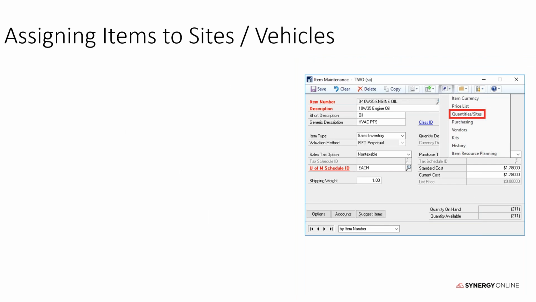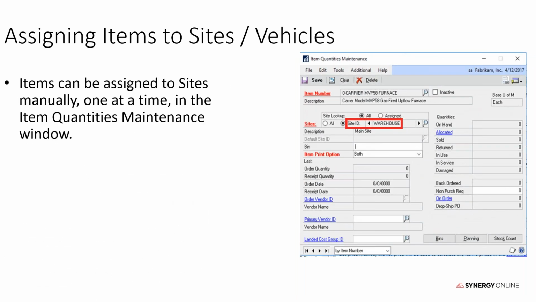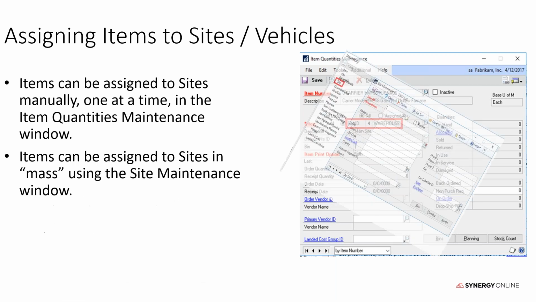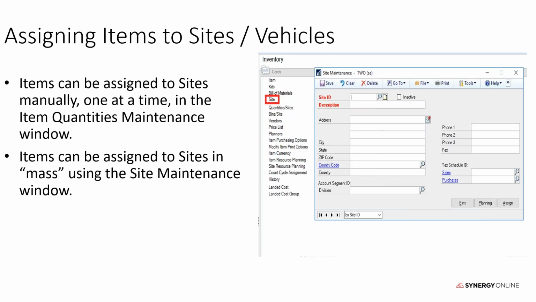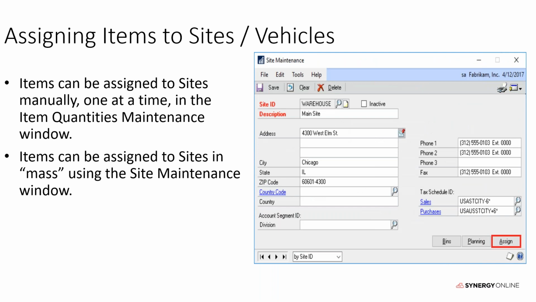Next, let's talk about quantities and sites. We saw this window earlier and how we can assign sites. We can also do our bins there. Let's talk about mass assignment of sites. So when I'm setting up a new system, we've got to set up these site IDs and configure them, and then use the assign button to populate that warehouse with all of the items that are going to be stocked on the shelves.